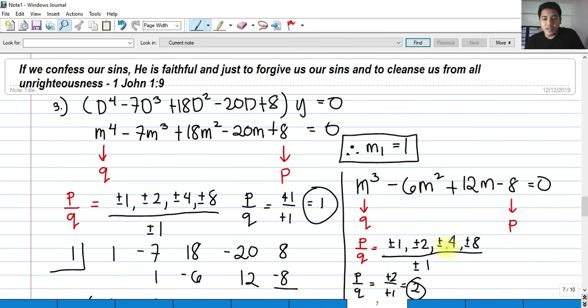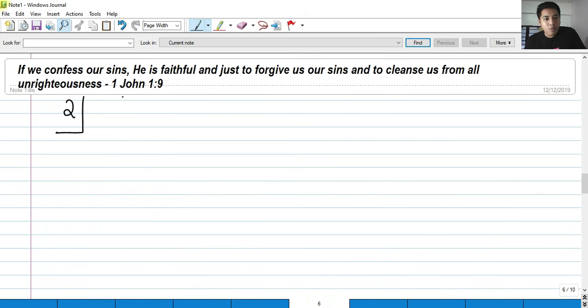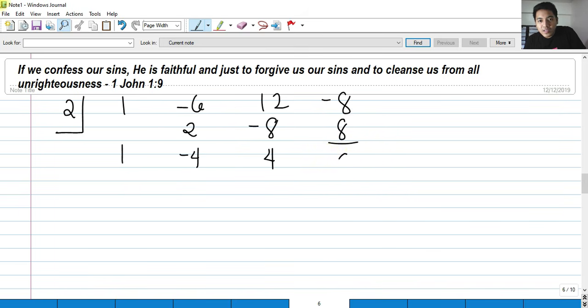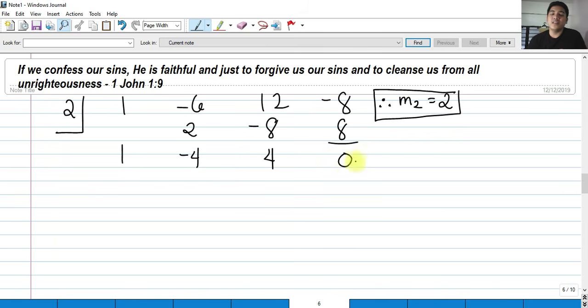So, if you can see here, we can write the coefficients again: 1, negative 6, 12, and negative 8. Perform synthetic division, bring down this. 1 times 2 would be 2. Add this would be negative 4. Negative 4 times 2 is negative 8. So 12 minus 8 is 4. 4 times 2 is 8. Negative 8 plus 8 is 0. Therefore, again, we have another root which is 2, because if we divide this, it has no remainder. So we have m sub 2 which is equal to 2.